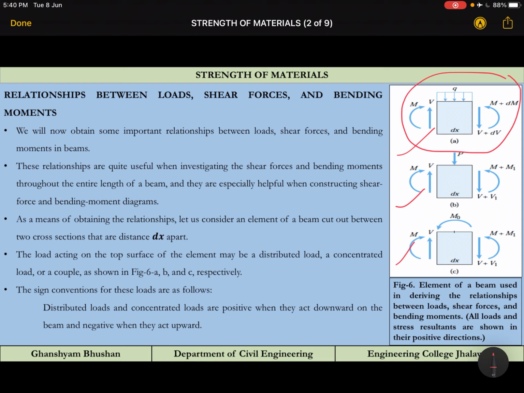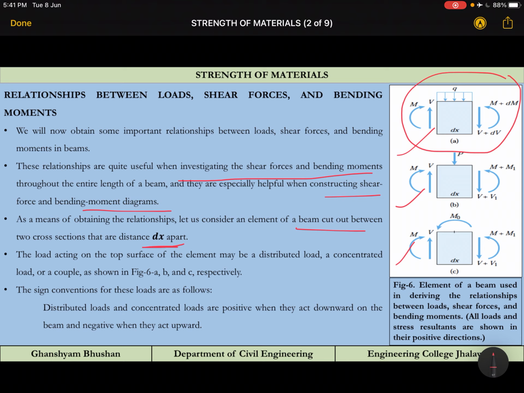These relationships are quite useful when investigating the shear forces and bending moments throughout the entire length of a beam, and they are especially helpful when constructing shear force and bending moment diagrams. So as I have told you, these will be helpful when we will be plotting these diagrams. As a means of obtaining the relationship, let us consider a small element. So we have taken a small element randomly from anywhere on the beam, and these two sections are apart by a distance dx. The thickness of that infinitesimally small element is dx.